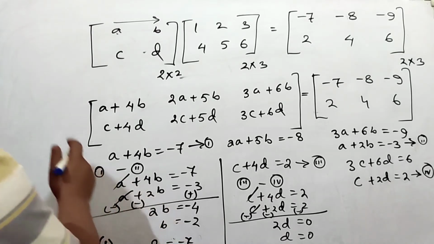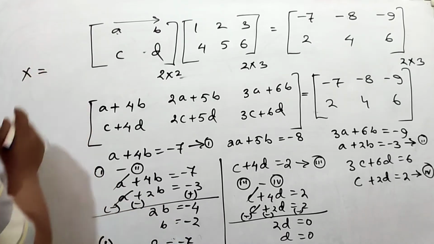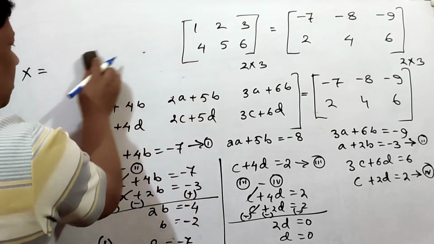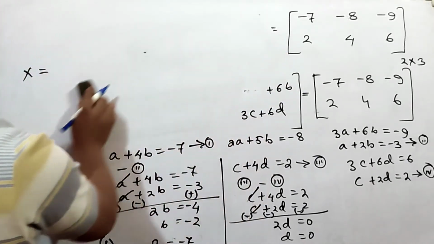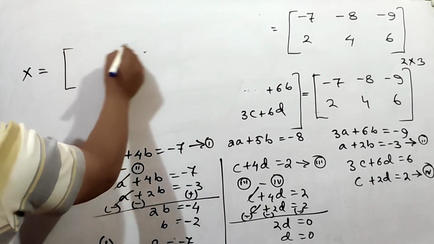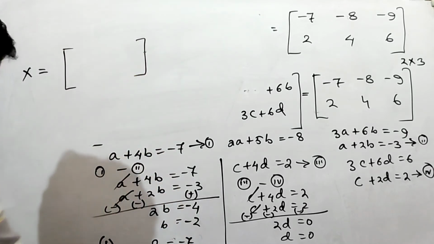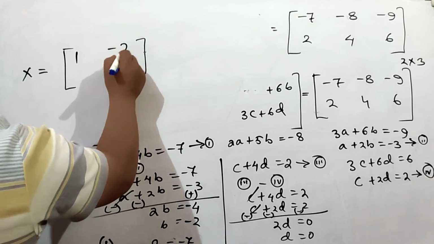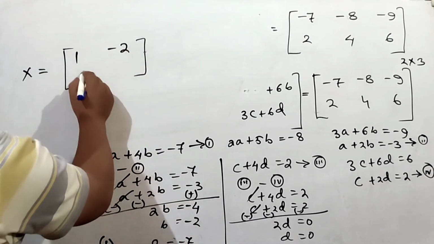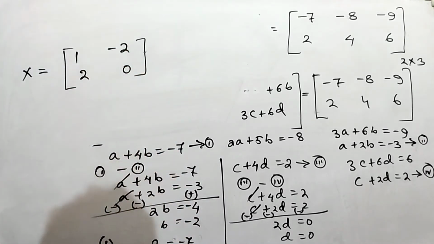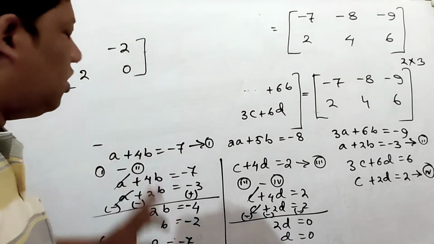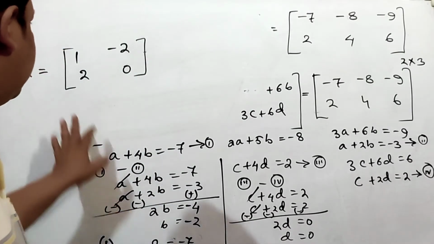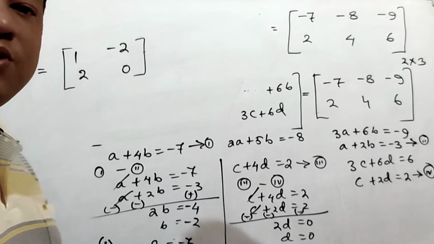So the matrix X is like this, because you have to find the value of X. So what is X? a is 1, b is minus 2, c is 2, and d is 0, and that is your matrix, my dear students. So I have already got the matrix.